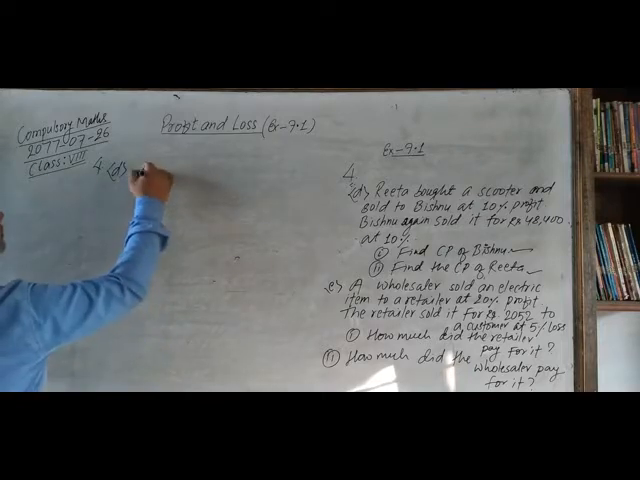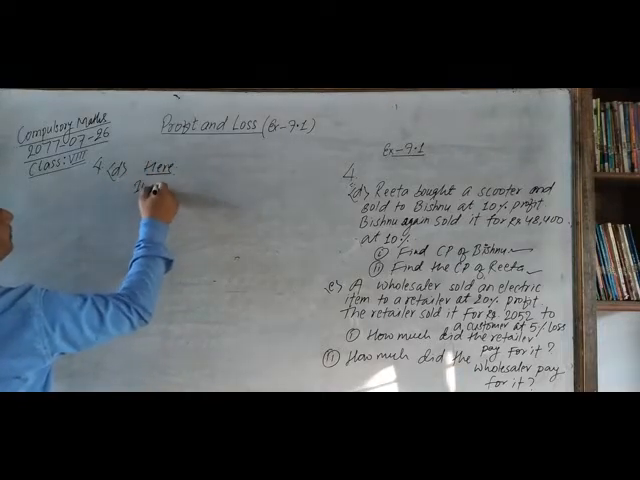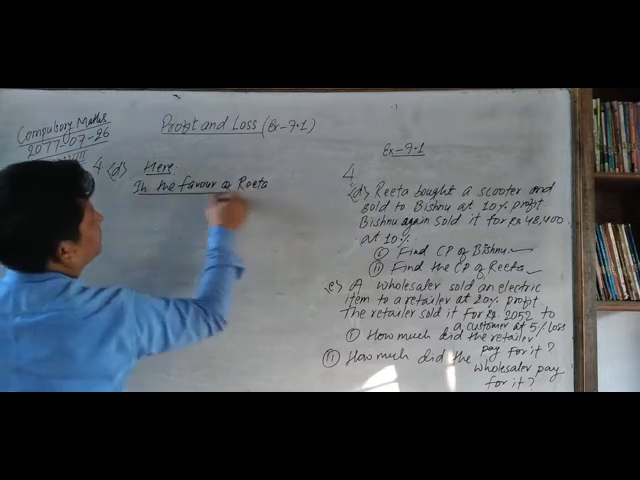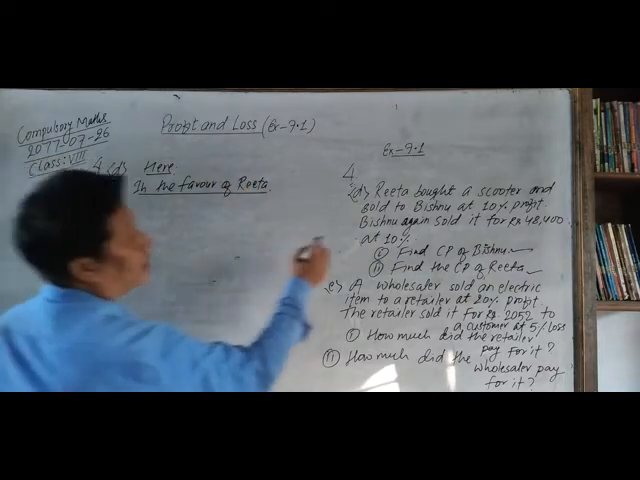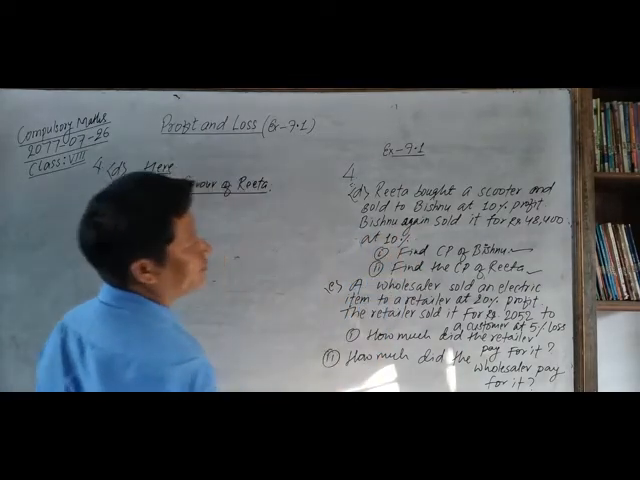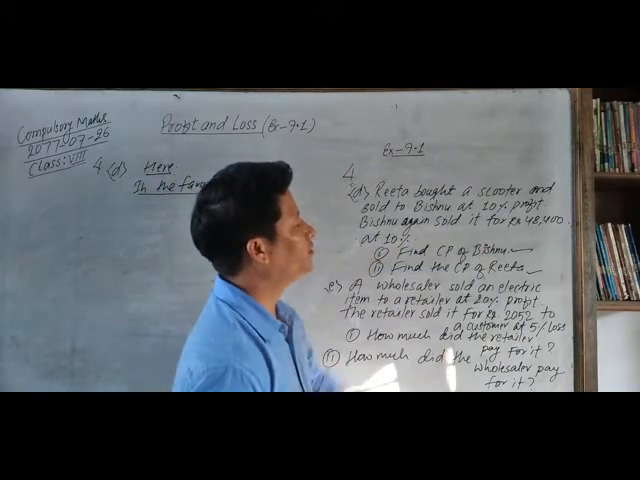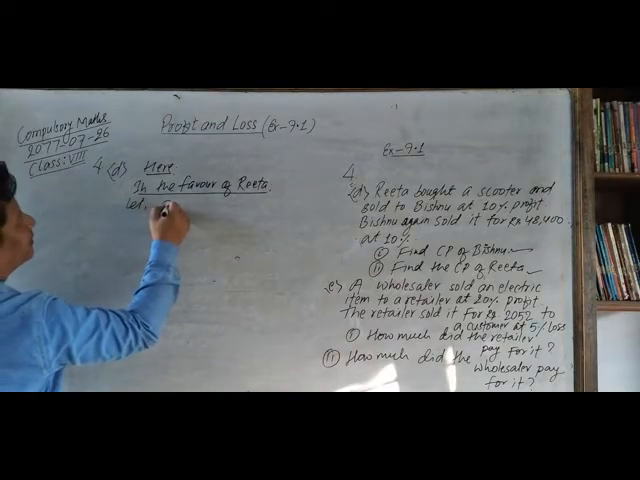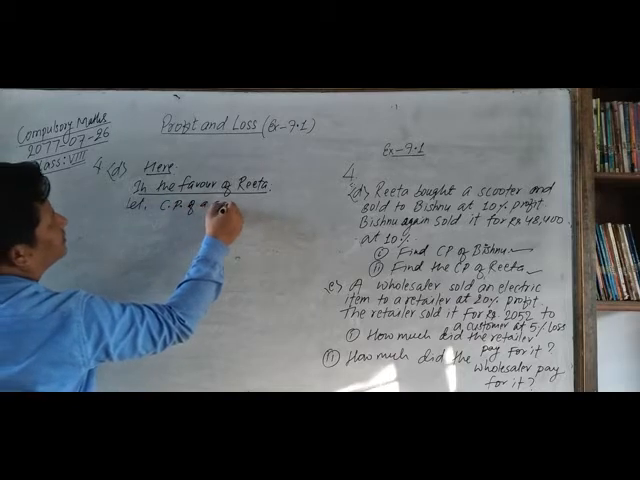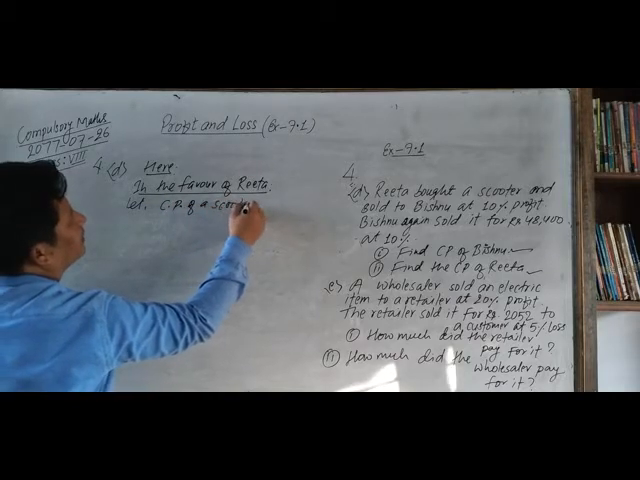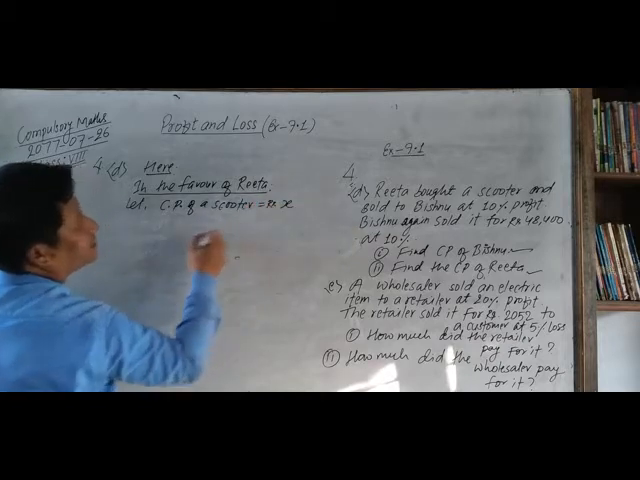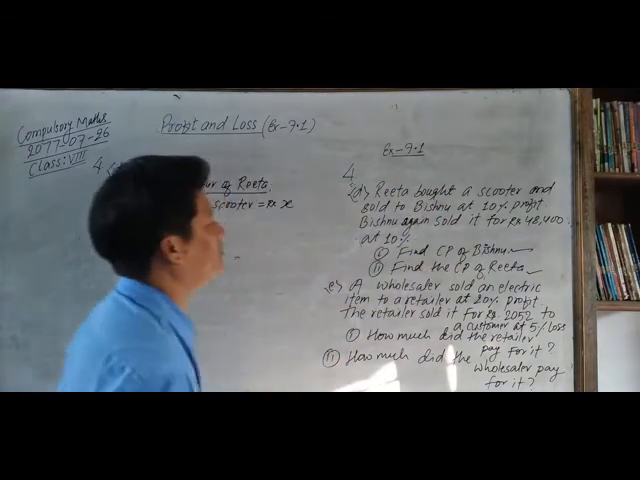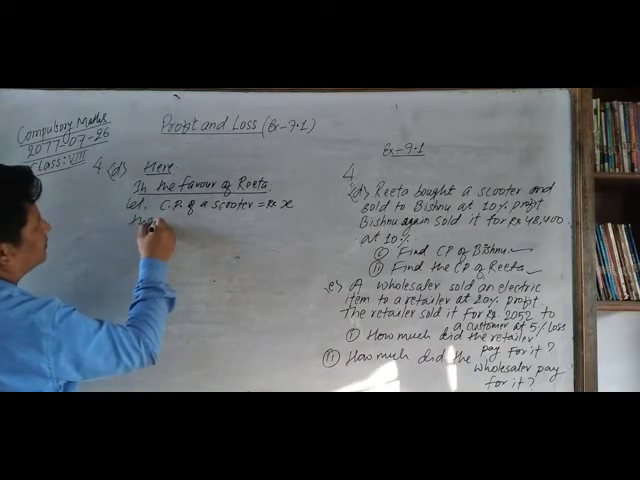Let's see here, in favor of Rita. So Rita bought a scooter and sold to Vishnu at 10% profit. Vishnu again sold it for rupees 48,400. Have a look here. Let the cost price of the scooter be rupees X. And then Rita bought the scooter and sold to Vishnu at 10% profit.